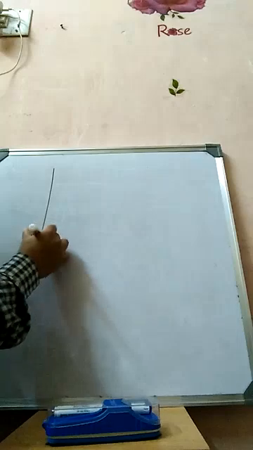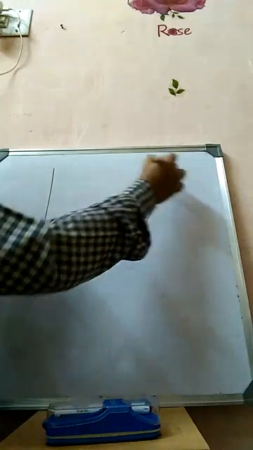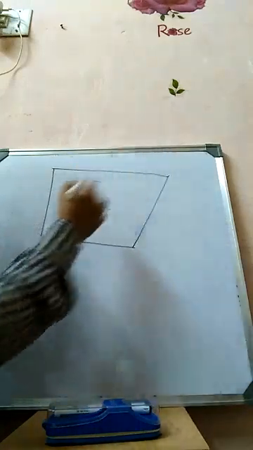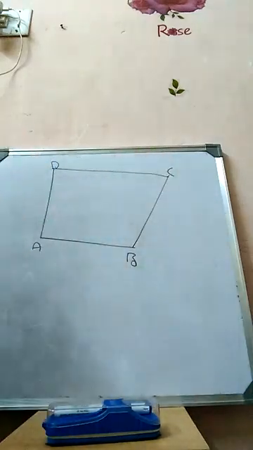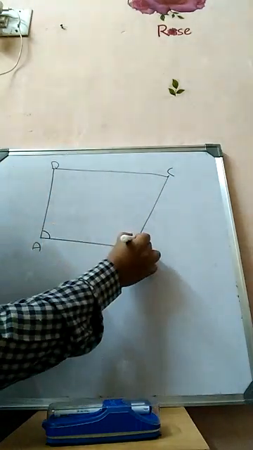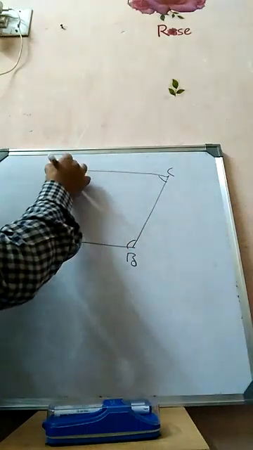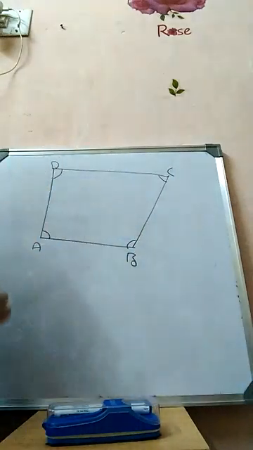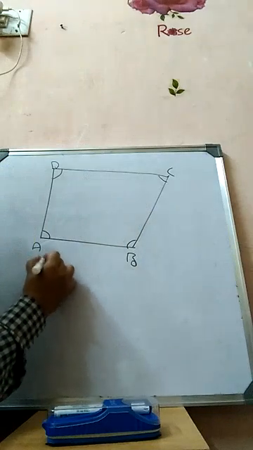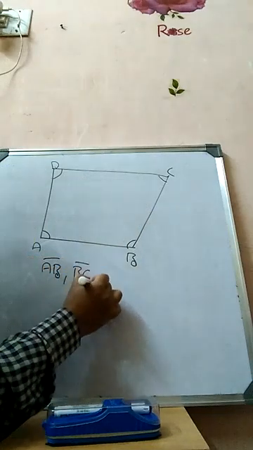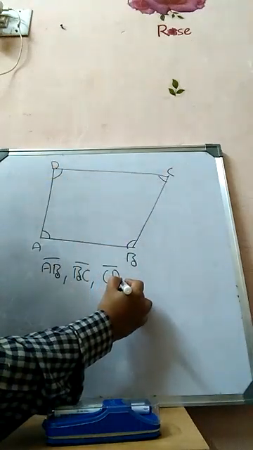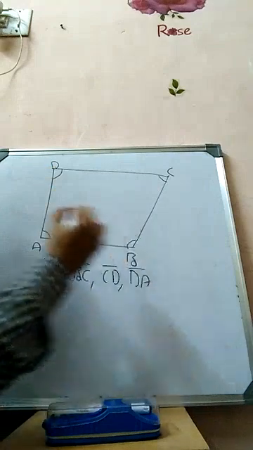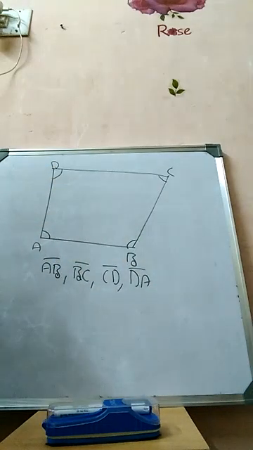Now I am drawing one quadrilateral here. The name of this quadrilateral is ABCD. So it has 4 sides and 4 angles. What are the sides here? AB, BC, and next CD, and next DA. So 4 sides.